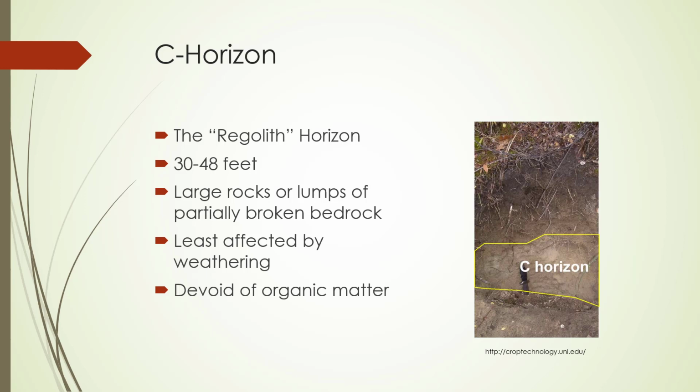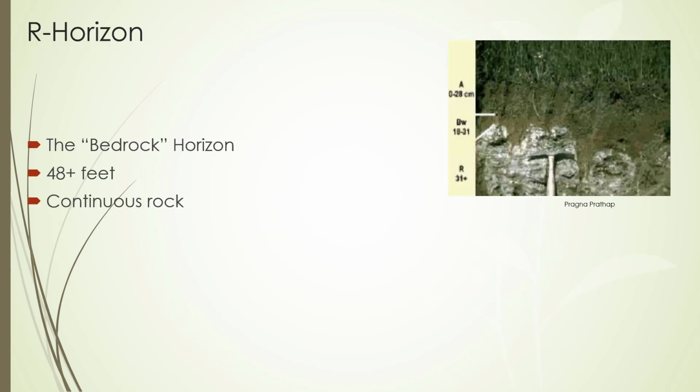Okay, so the C horizon is the regolith horizon, or rock horizon, 30 to 48 feet deep. It has large rocks or lumps of partially broken bedrock. It's the least affected by weathering, and you're not going to find any organic matter in this area. And then finally we have the R horizon, which is 48 feet and deeper, and it's continuous rock, and that just depends on what your parent material is as far as what type of rock you might find here.